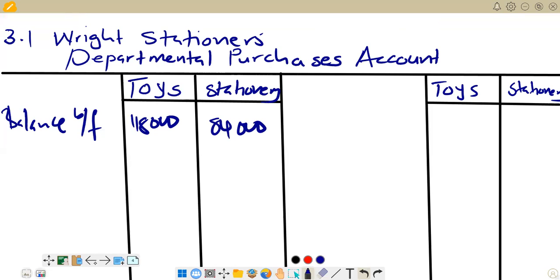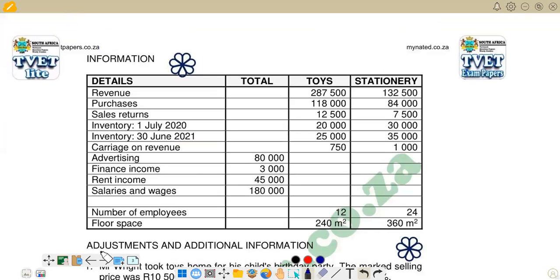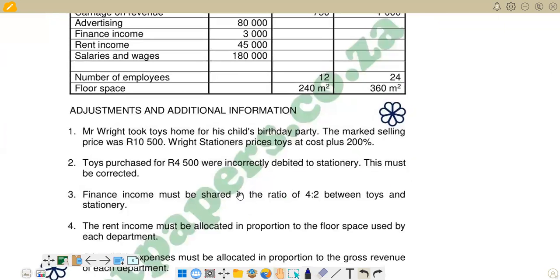Then we go again to check for other adjustments that are going to affect drawings and other items. If you go to the list of balances that we are given, you'd see that we've got nothing else that is going to affect our purchase account. But if you go to additional information, we've got some information there that is going to affect the purchase account. So let's look at the first item, which is additional information number 1.